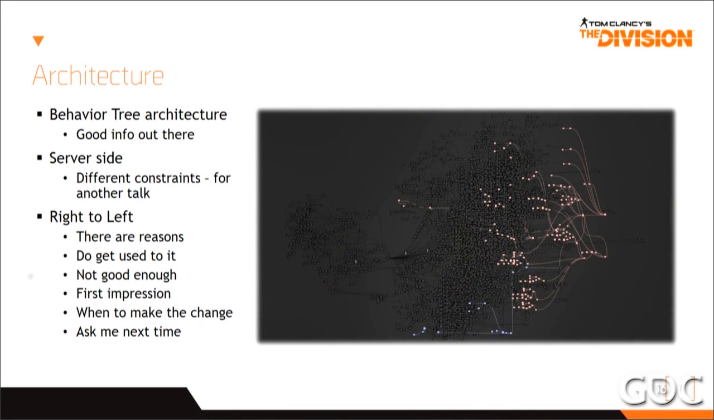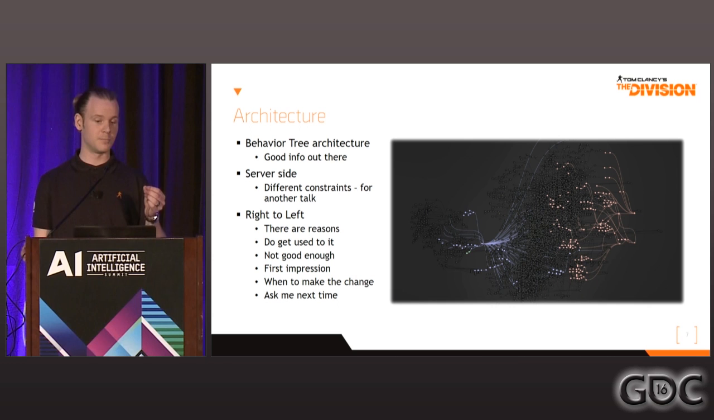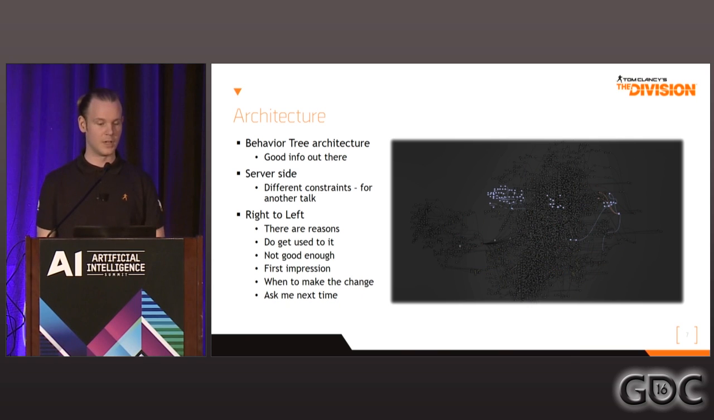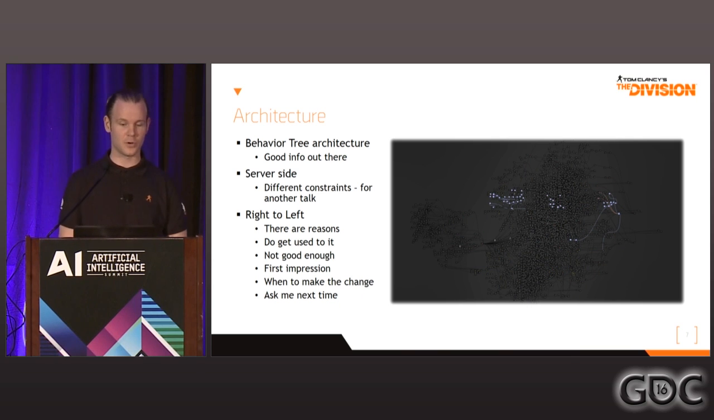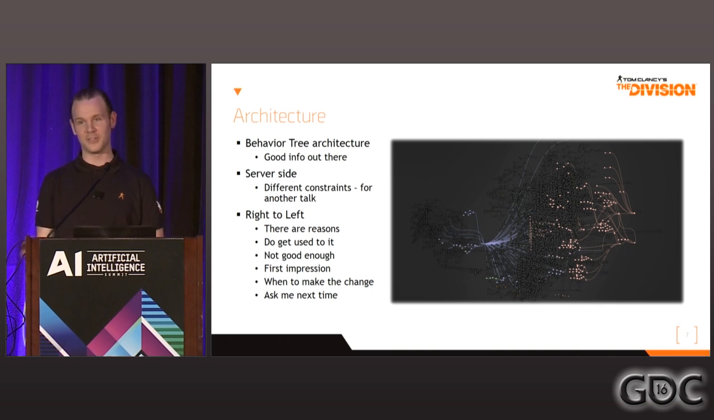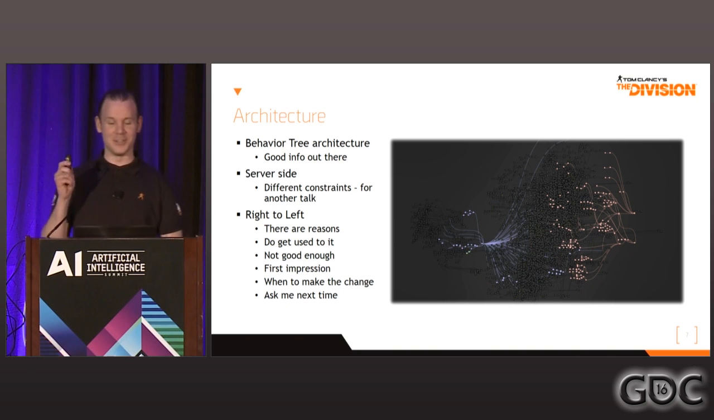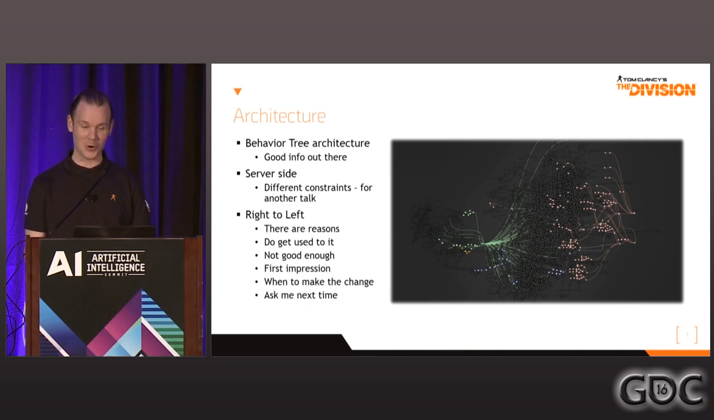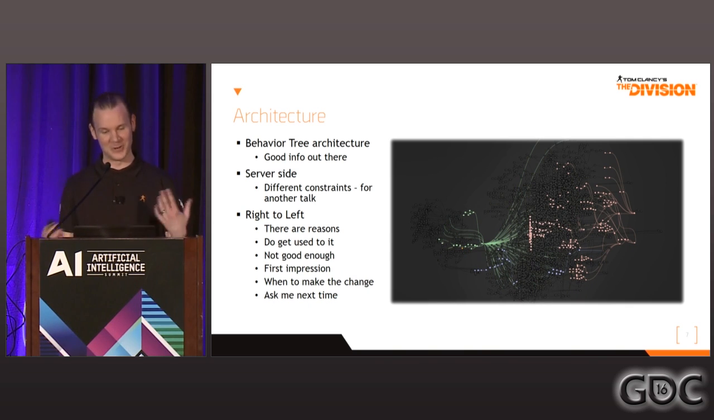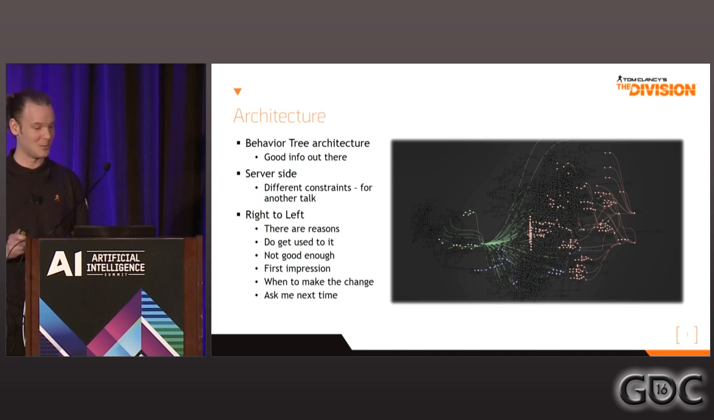As an online game, our behaviors are running server-side, which gives us a slightly different set of constraints. But that's also for another talk. What we're going to focus on today is how we edit and work with them. One thing that I will mention first, though, is that we evaluate our trees from right to left. You do get used to it. There are reasons for it. I just don't think they're quite good enough anymore. And then the only question is when to make that change. So if you find me at a conference at another time, please ask me about it, and we'll see what has happened.